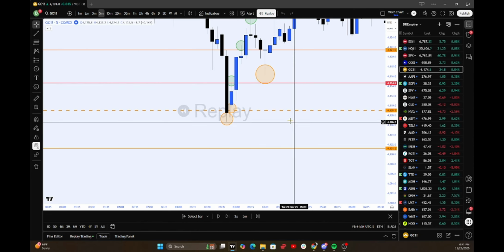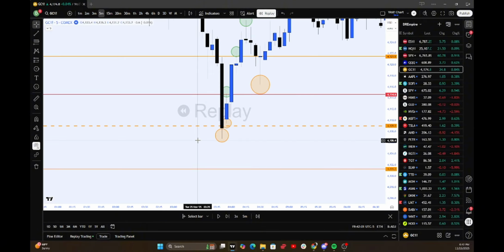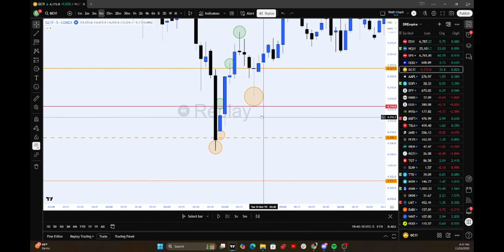And so I got in with around 5 contracts. I trade futures. I'm trading on a prop firm. And so I started off with 5 contracts, and I was probably risking from my entry like $100-200 max.